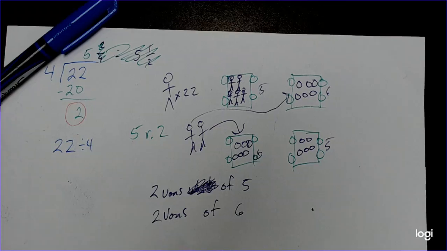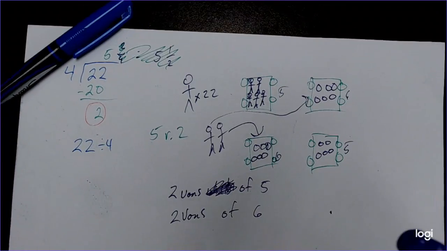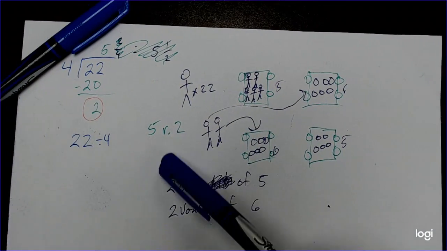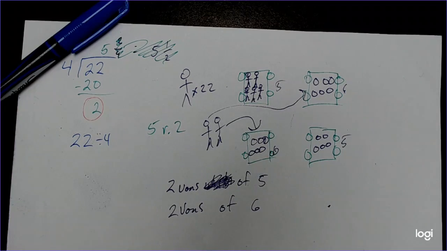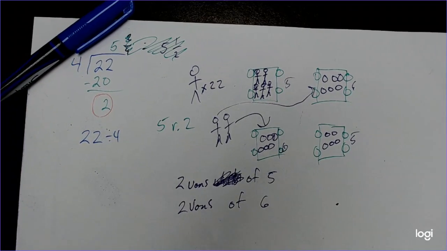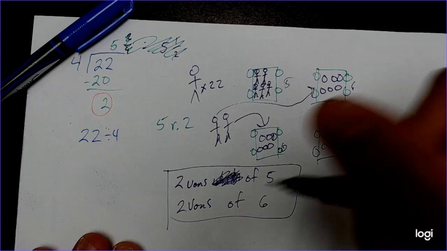So instead of cutting our remainder into a fraction or a decimal, we're just going to disperse the remainder as evenly as possible across the objects. And this is what my final answer would be. 2 vans of 5, 2 vans of 6.